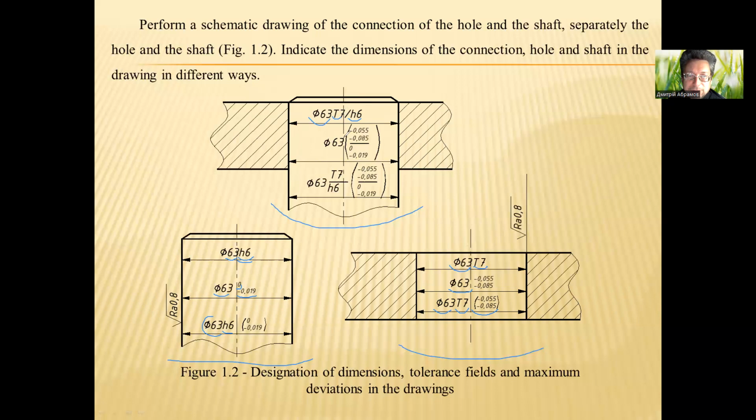Second variant of designation of the diameter, only deviations. Nominal diameter 63, and above the line, parameters of the hole, upper limit deviation of the hole and lower limit deviation of the hole. Under the line, upper limit deviation and lower limit deviation of the shaft. Upper limit deviation of the shaft 0, lower limit deviation of the shaft minus 0.019.